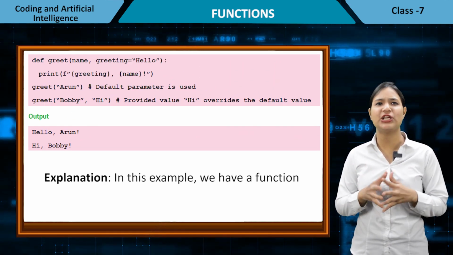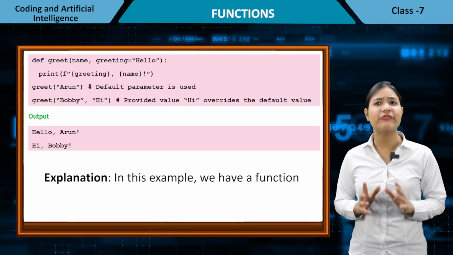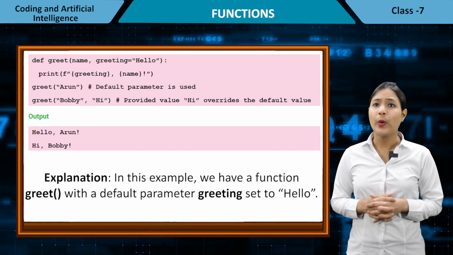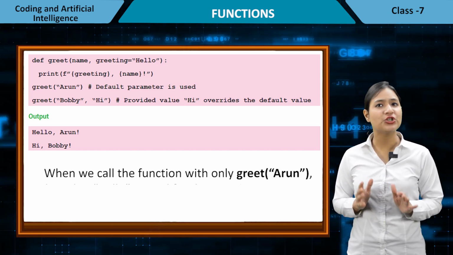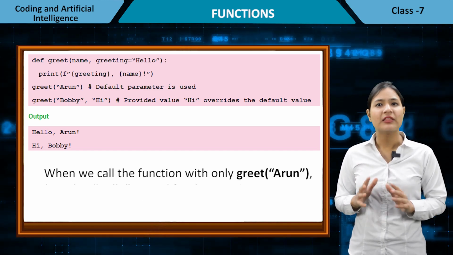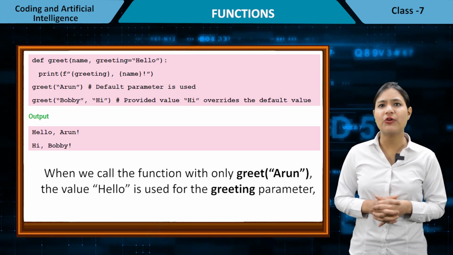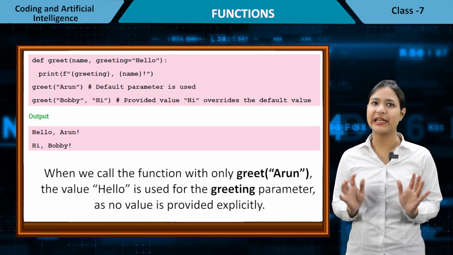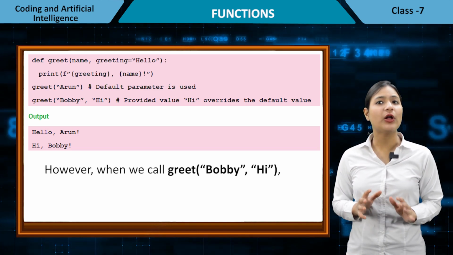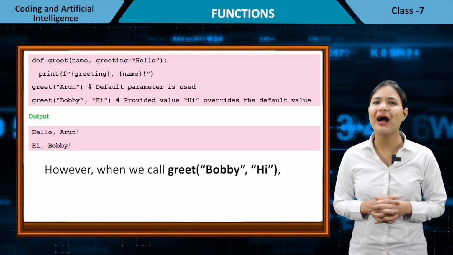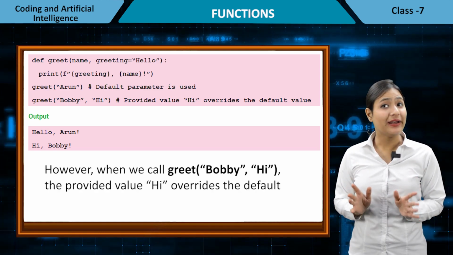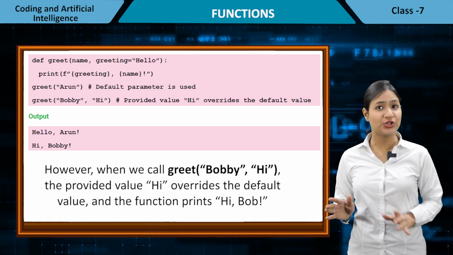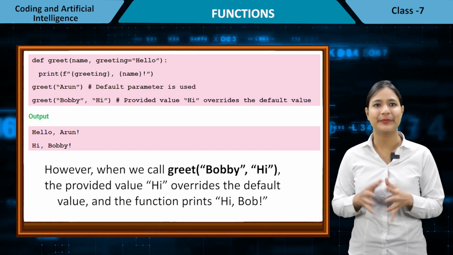Output. Explanation. In this example, we have a function greet with a default parameter greeting set to hello. When we call the function with only greet Arun, the value hello is used for the greeting parameter, as no value is provided explicitly. However, when we call greet Bobby hi, the provided value hi overrides the default value and the function prints hi Bobby.